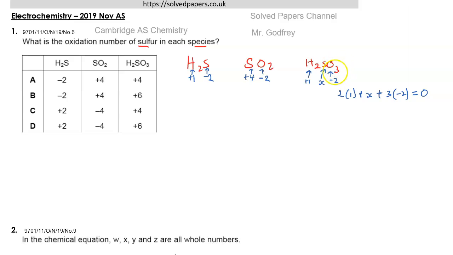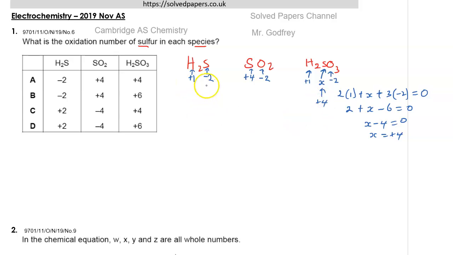As you can see, this compound is not having any charge, so the sum of the oxidation states is equal to 0. So basically this will be 2 plus X minus 6 equals 0. We're looking for X, which is the oxidation state of sulfur right here. When you add 2 minus 6, you get -4, so X must be 4. Therefore X, which is the oxidation state of sulfur, is +4.